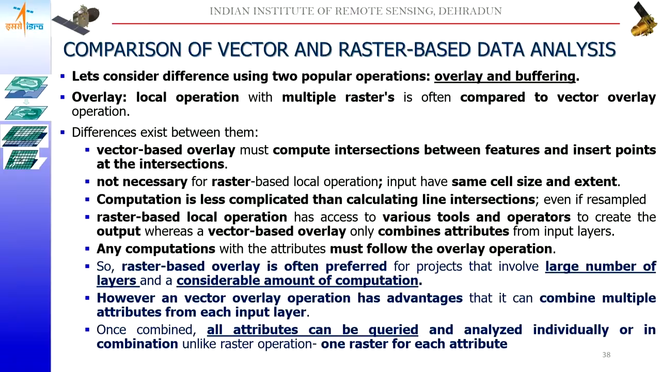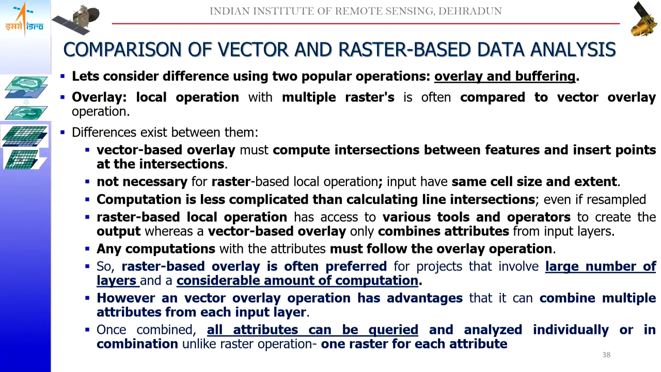For example, if you do a vector overlay operation of multiple layers, then not only does it give you the output layer having the geometry of all the input layers, but the attributes of each and every layer that we are using in the overlay are also given as an output. So we can combine multiple attributes, and those attributes can be used in various analysis, querying, both attribute query or spatial query. We can analyze them individually, or we can analyze them in combination.